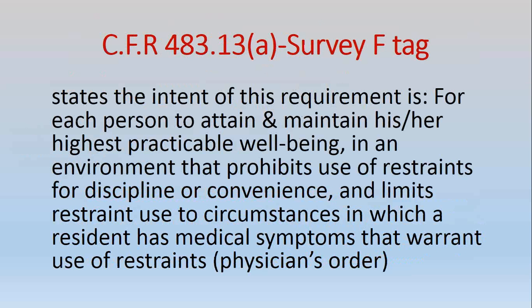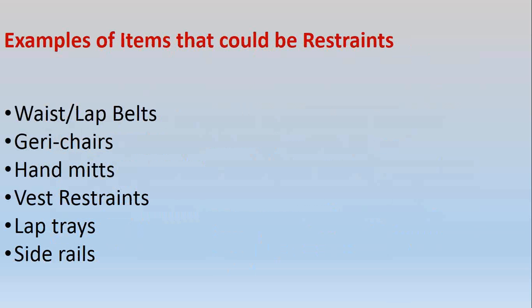So the F tag related to this in a survey states the intent of this requirement is for each person to attain and maintain their highest practical well-being in an environment that prohibits the use of restraints for discipline or convenience, which we don't use them for those, and then limits restraint use to circumstances in which the resident has medical symptoms that warrant the use of the restraints. So we need physician's orders that are telling us that we need to use these for some sort of a medical diagnosis that warrants the use of this device.